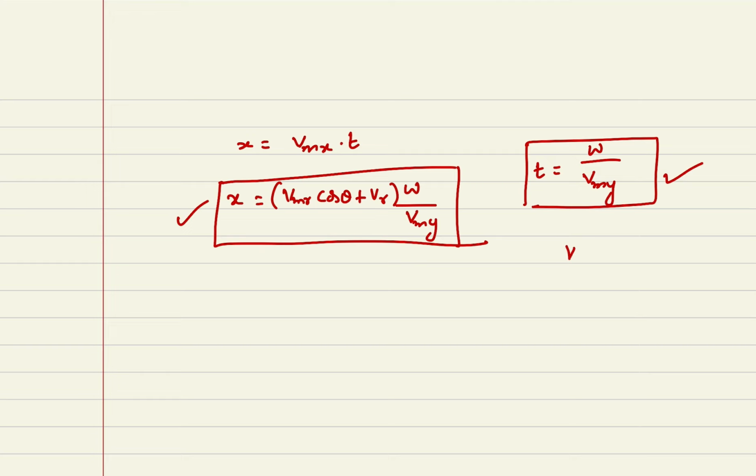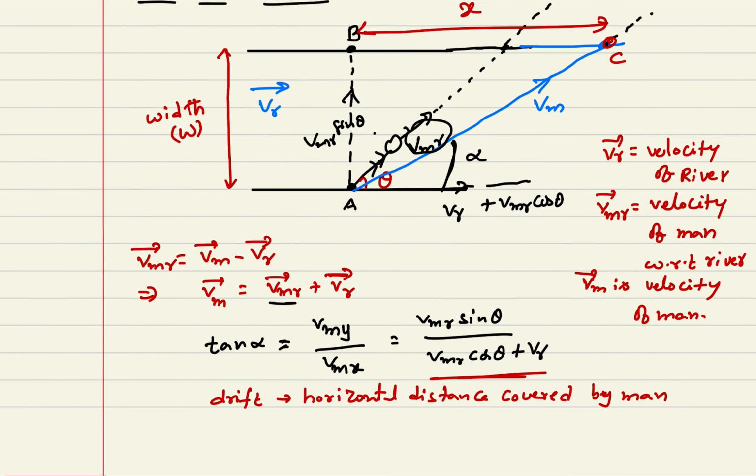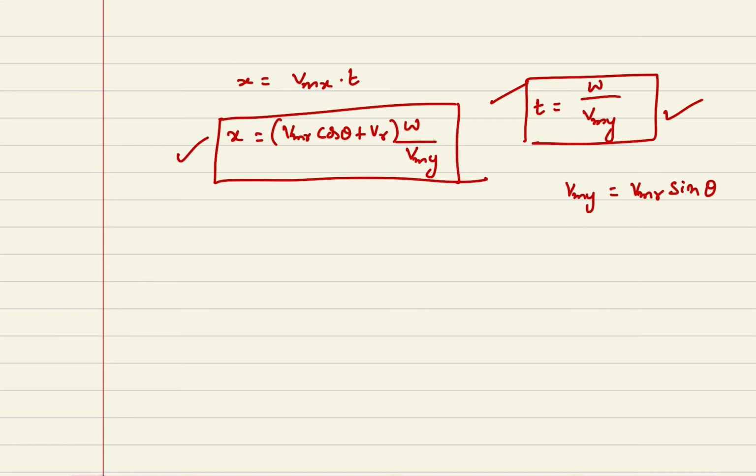By using this relation, you can calculate the velocity. Vmy, you already know, is equal to Vmr sin theta. By using these relations, you can calculate the time taken and whatever distances are there, everything. This is one of the situations. Different situations are there, and you have to follow as per that. Now I am taking some conditions.